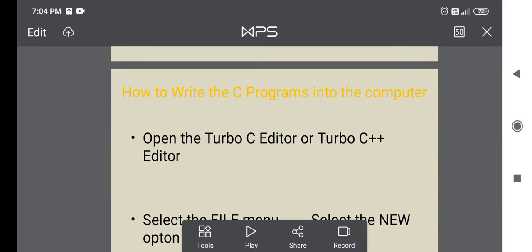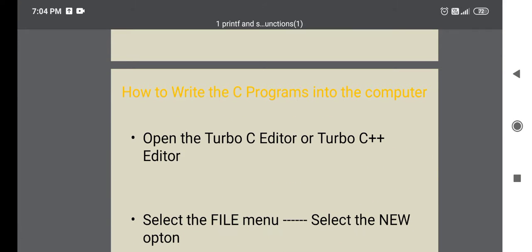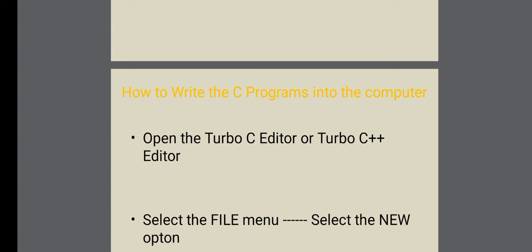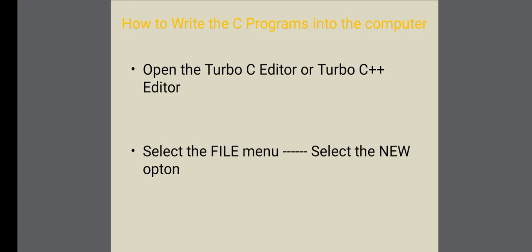Next, how to write a C program in the computer. If we want to write the C program on the computer and execute it, we have to use the Turbo C editor or Turbo C++ editor. When we open the Turbo C editor or Turbo C++ editor, the first thing we have to do is select the File menu.